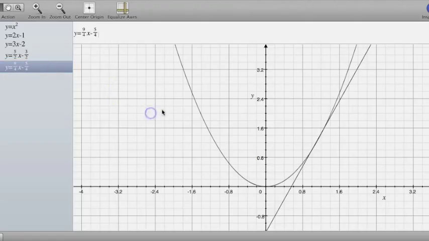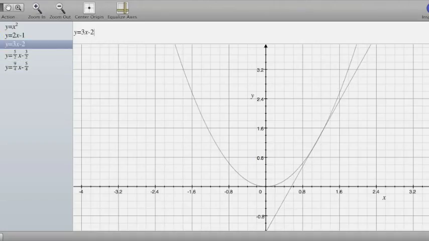Ooh, there you go. This is the line that passes through x equals 1 and x equals 5/4 on the parabola y equals x squared. And now this slope is very close. This is 9/4. That's very close to 2.